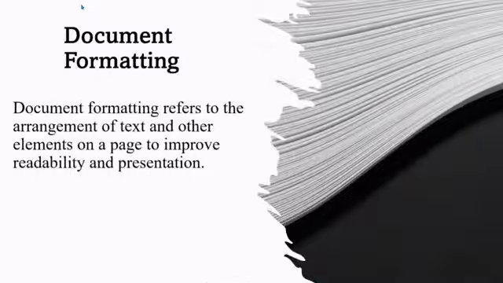So moving right along to document formatting. Document formatting refers to the arrangement of text and other elements on a page to improve readability and presentation. So it refers to how the text is arranged on the page and also how other elements are placed on the page so as to make it easier to read and more presentable.